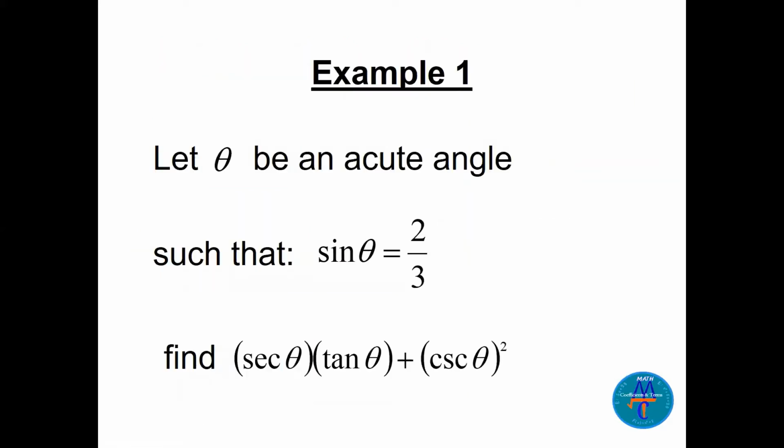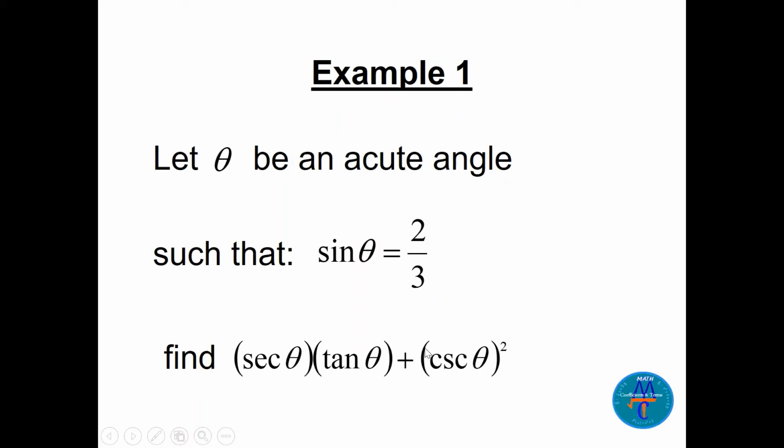Now, let's see example 1. Let theta be an acute angle. Acute means between 0 and 90, such that sine of theta is 2 over 3. So given only one function is enough. And since theta is acute, we can make a right triangle. We need to find secant of theta times tan of theta plus cosecant of theta, all squared.